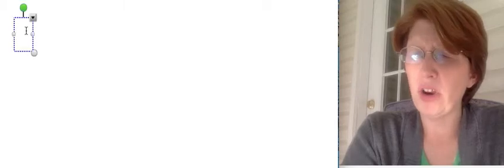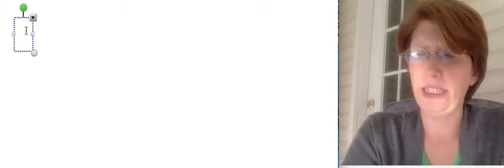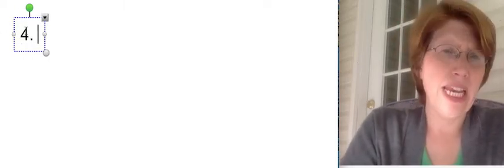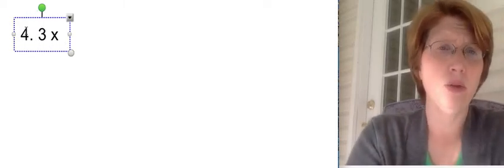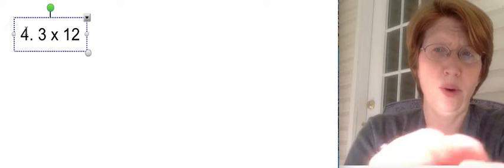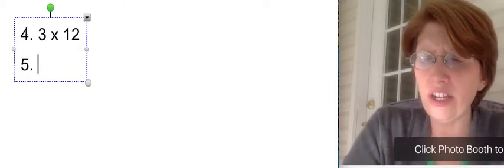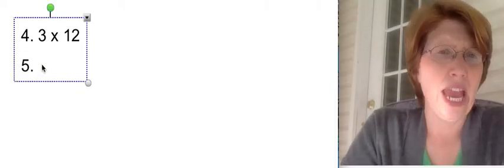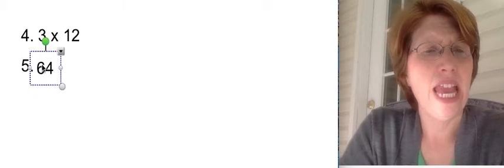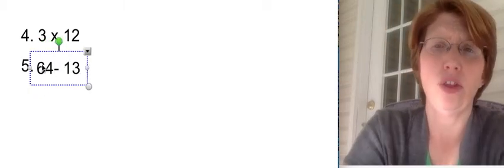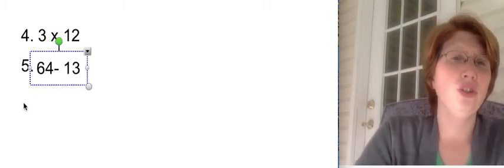Okay, number 4. There are 3 plates with 1 dozen brownies on each plate. Remember, I want the expression. 3 plates, and they each have a dozen. So it's 3 times, what's a dozen? 12. Good. Number 5. 13 crayons are missing from the box of 64. So if we had a box of 64, and it is missing 13, that means I'm going to subtract.